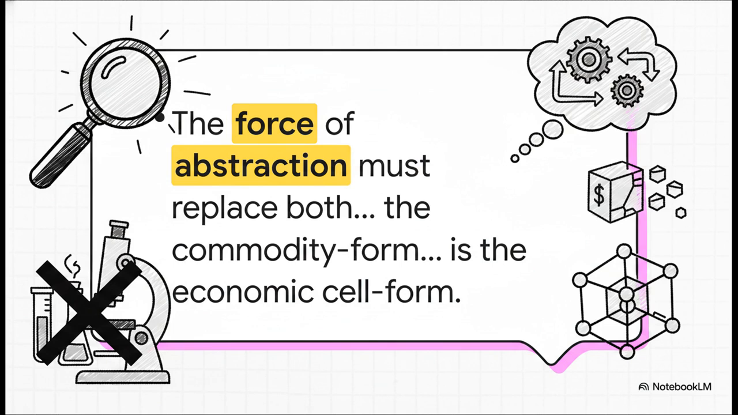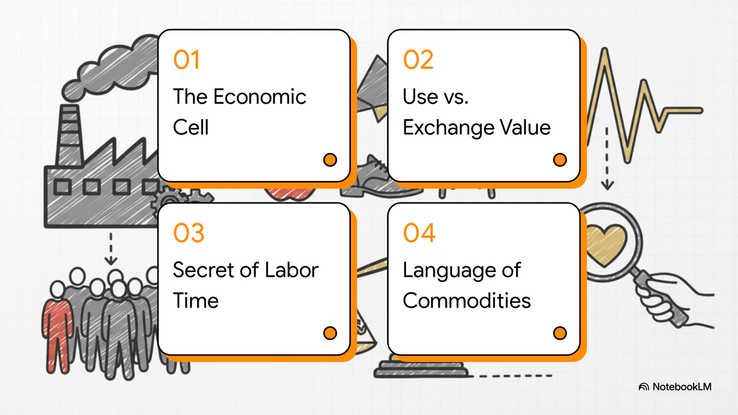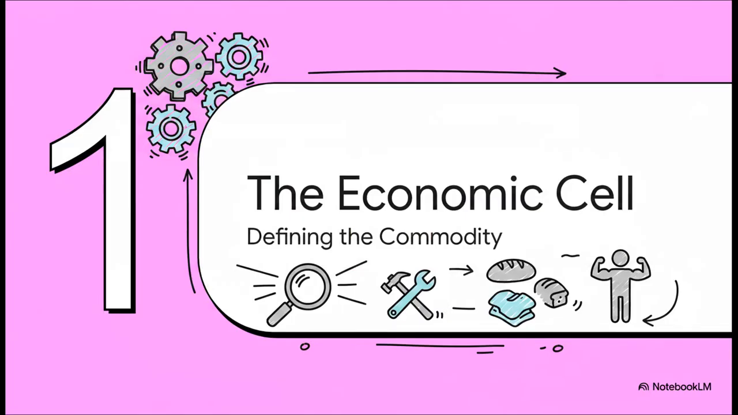Instead, he asks us to use the force of abstraction. He wants us to basically zoom all the way in with our minds to find the fundamental building block of capitalist wealth, what he cleverly calls the economic cell form. To navigate this famously dense text, we need a solid roadmap. We'll start with the economic cell, move into use value versus exchange value, uncover the secret of labor time, and finally decode the language of commodities. Let's get to it. Part 1.